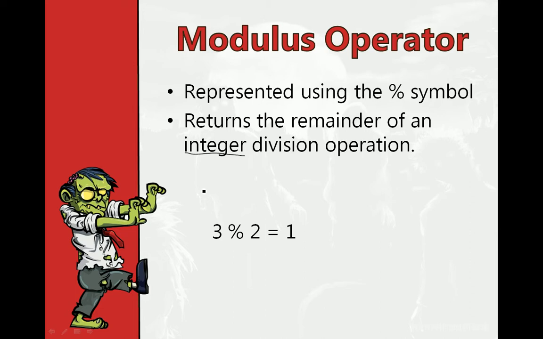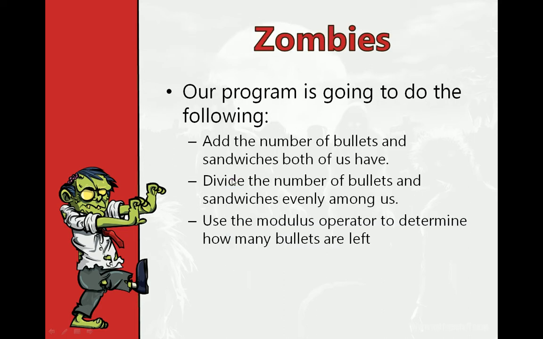Our demo for this lesson is going to involve the following. It's going to add the number of bullets and sandwiches both of us have, because if you remember, we left off our last program by knowing how many sandwiches and bullets we have, and we ask the user for input of how many sandwiches and bullets they have. We're going to divide the number of bullets and sandwiches evenly among us, and we are going to use the modulus operator to determine how many bullets are left. And I'm going to work some error into this code. We might get a couple compiler errors.